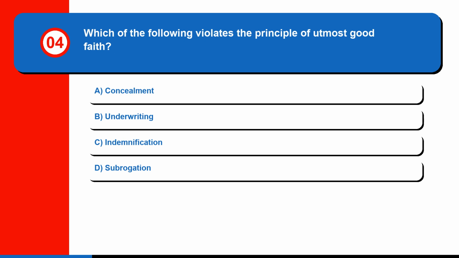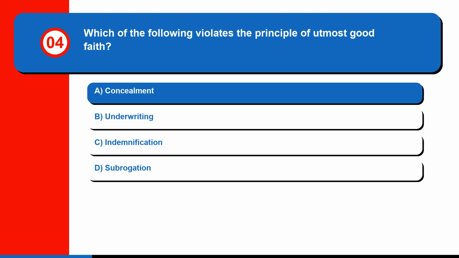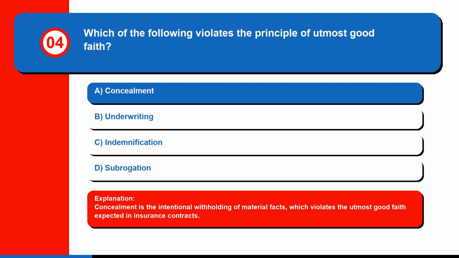Question 4. Which of the following violates the principle of utmost good faith? A. Concealment, B. Underwriting, C. Indemnification, or D. Subrogation. The correct answer is A. Concealment. Concealment is the intentional withholding of material facts, which violates the utmost good faith expected in insurance contracts.